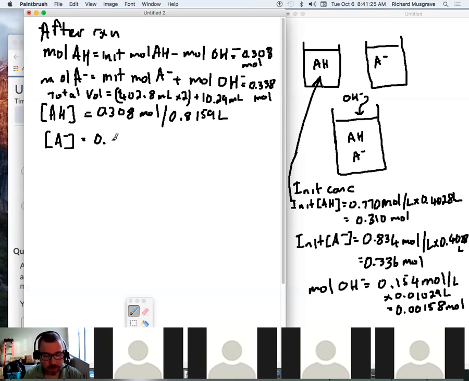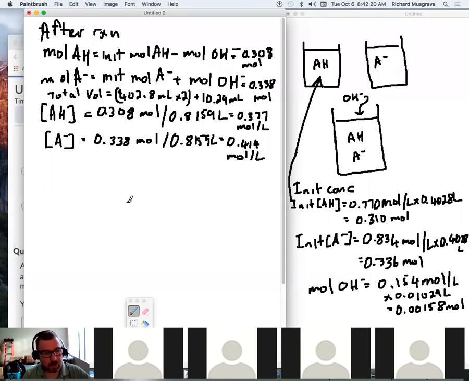And the same thing for the A minus. And that would be 0.377 moles per liter. And the other one, moles per liter. So those would be the concentrations at equilibrium.